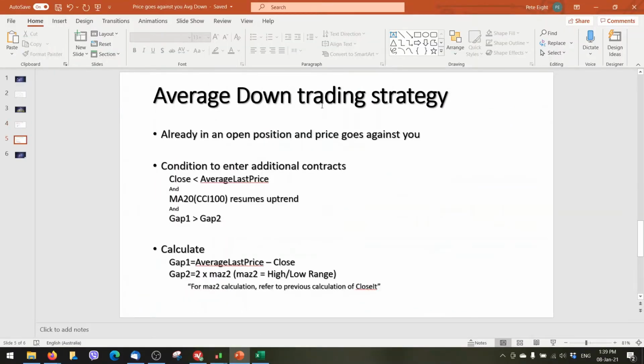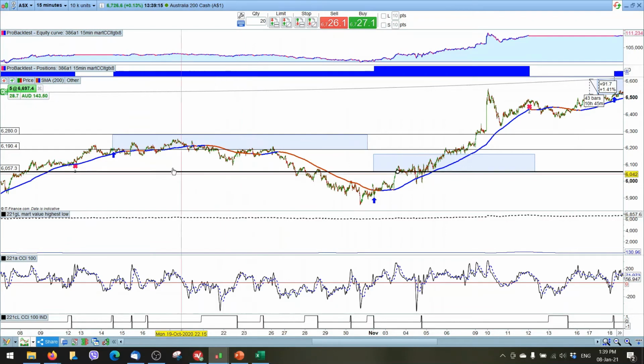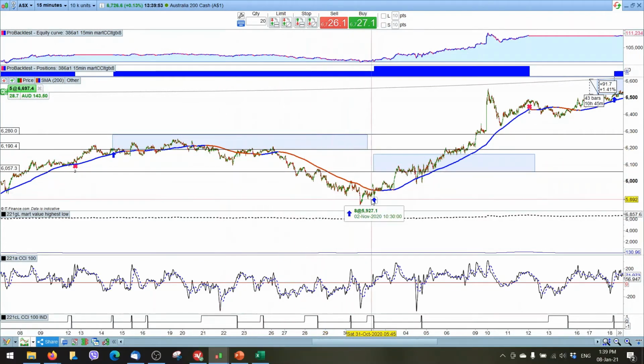So the average down strategy is where we're already in an open position. Here we enter the trade, one position, and the price and the moving average 200 doesn't break above our first condition. The price starts turning down against us. Okay, so where do we enter again?